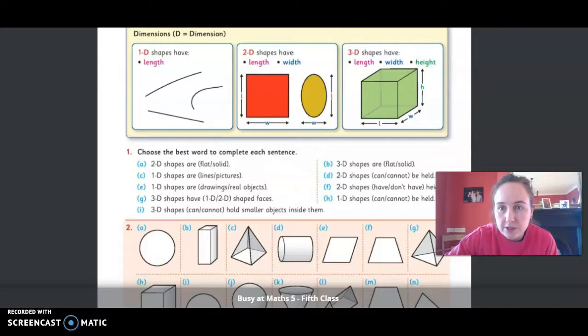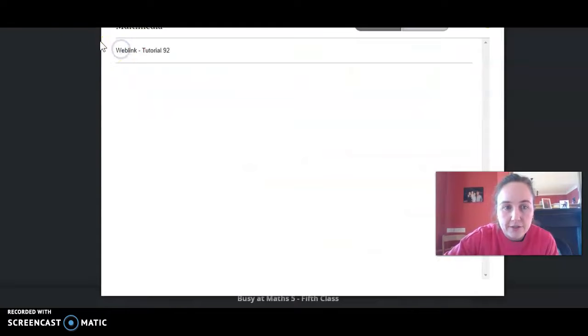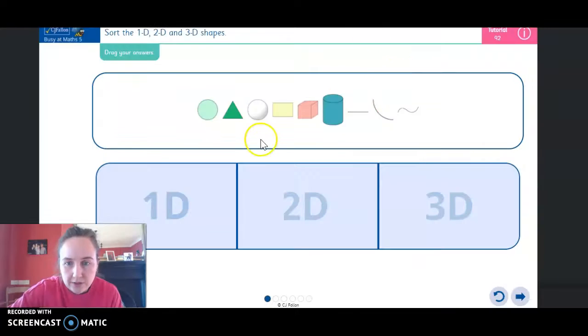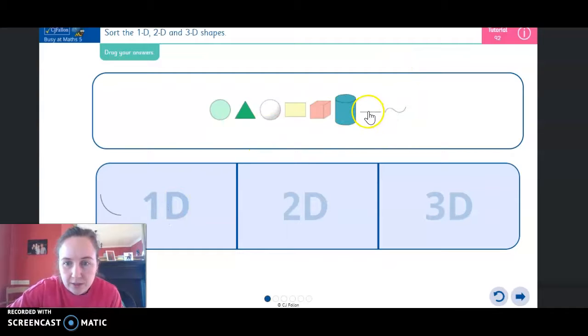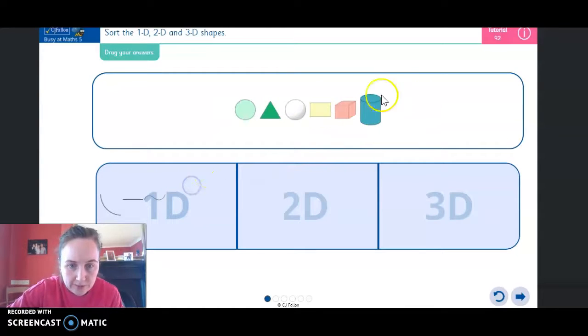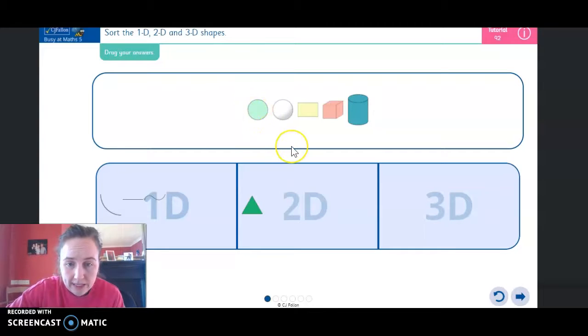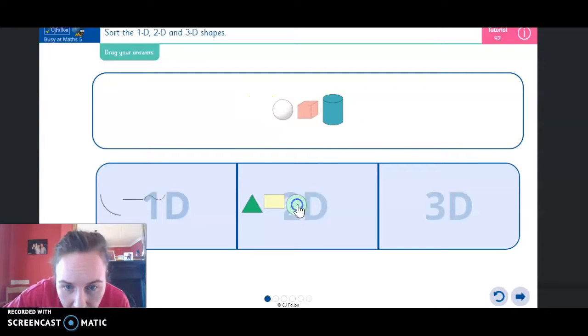So I'm just going to do a quick video, so I have to sort out these shapes. So I have my lines, they just have length only, so 1D, one dimensional. My shapes that I draw that have length and width, okay, so they're lines joining. Oh, sorry. Where's the circle? Go into 2D, and then my 3D shapes are the balls and the boxes and all those kind of things.